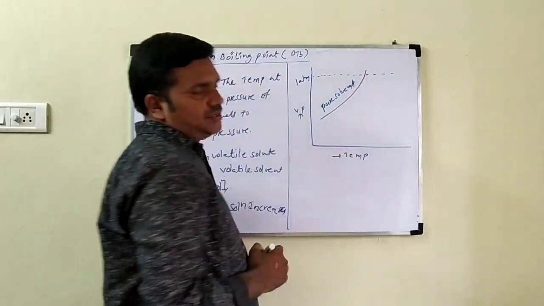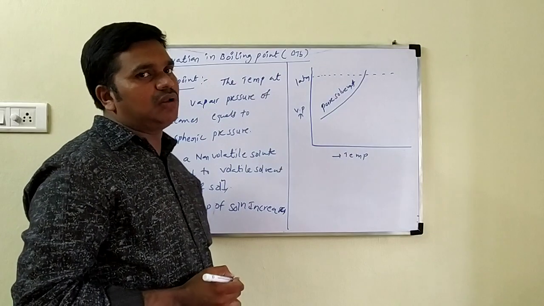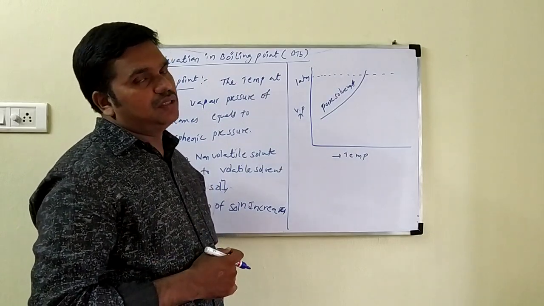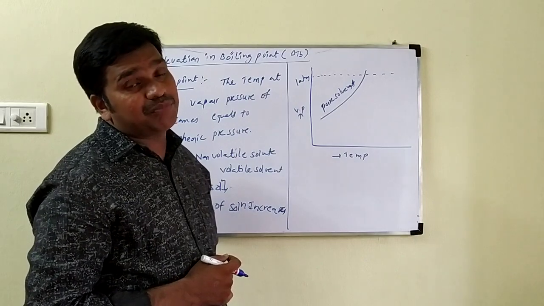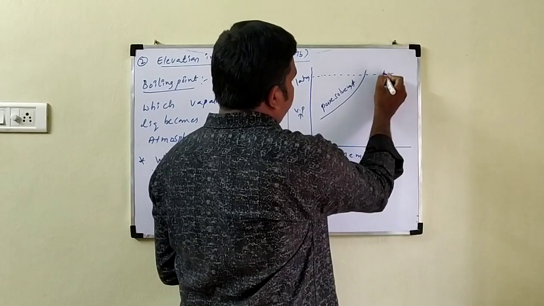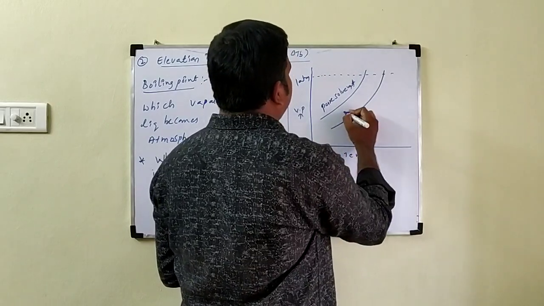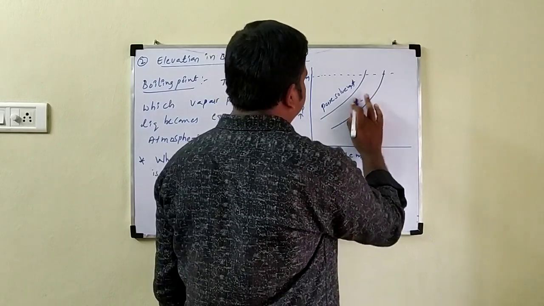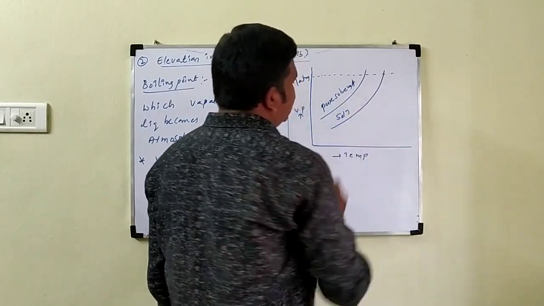To this solvent, what are we adding? We are adding a non-volatile solute. Then what happens here? The vapor pressure of the solution decreases. Now the vapor pressure of the solution decreases. It is a solution only.